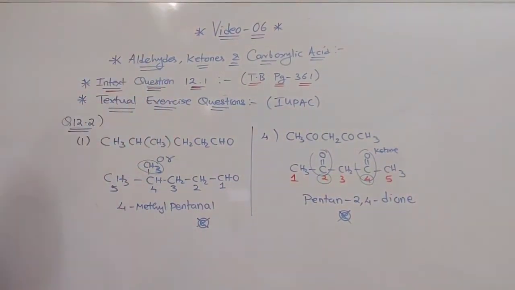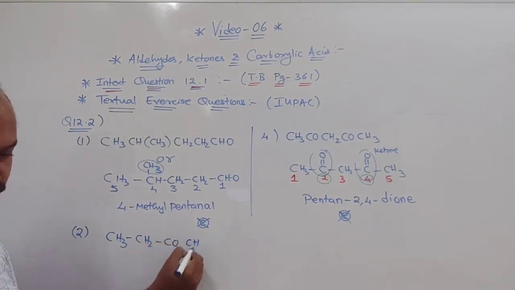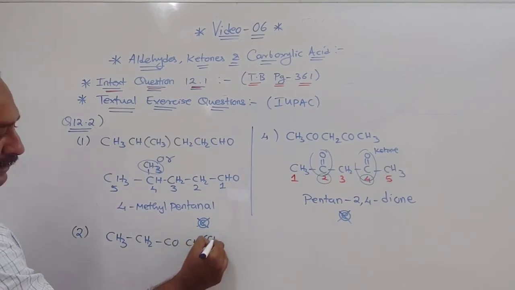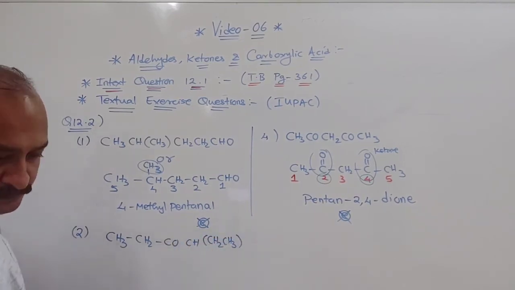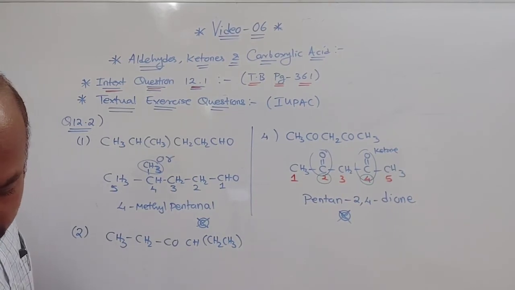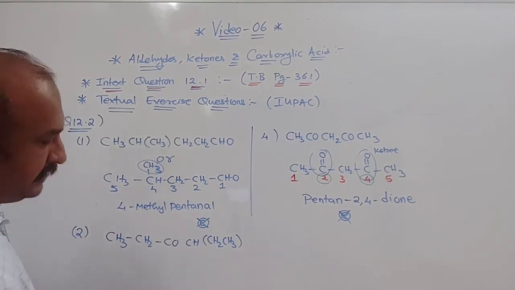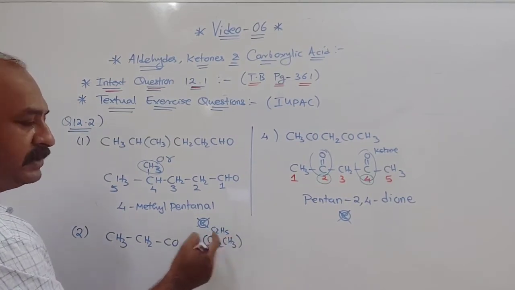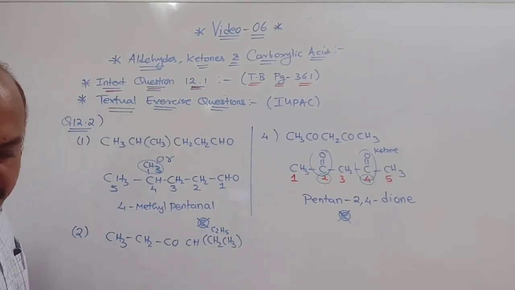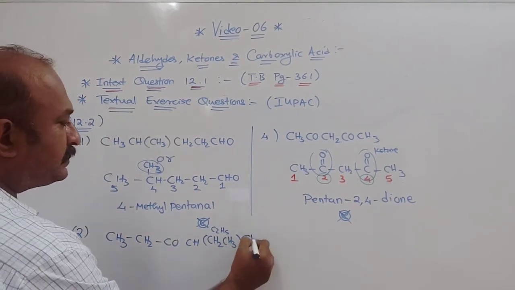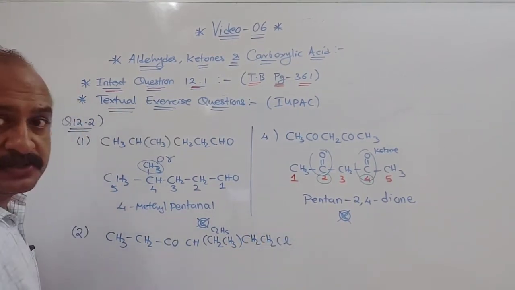Now we'll see the second one. What is given? Just a minute. Second one, when we see in your textbook, it is CH3, CH2, CO, CH. Then in bracket it is written CH2, CH3. In your book it is written C2H5, but actually it's an ethyl group. So you can also write CH2, CH3. Then CH2, CH2 and Cl like this.